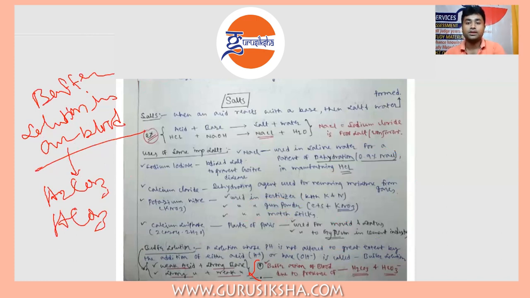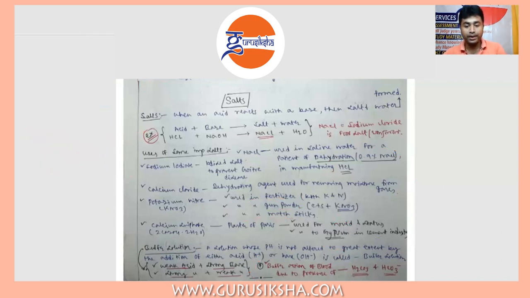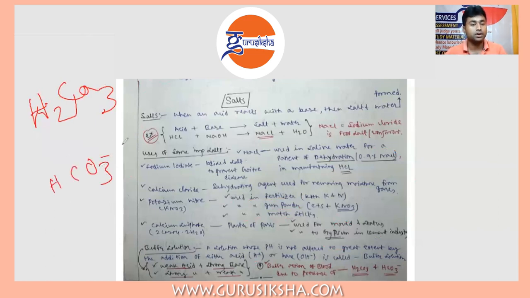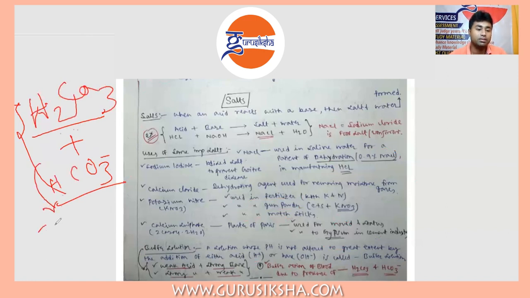Okay, so to make a buffer action in our blood, we have to have H2CO3 and HCO3 minus present. Okay, if these two chemical species are present in our blood, then definitely our blood has to be a buffer solution.